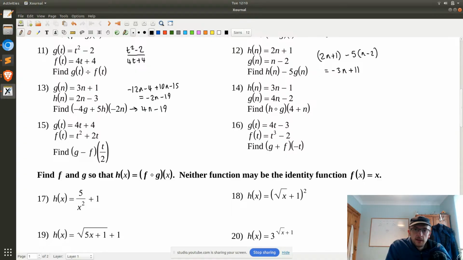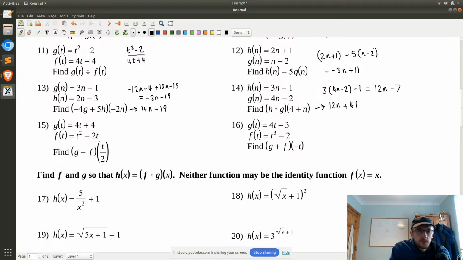And here it's h composed with g, so pick up g and stick it in h. That's the first move. And when we do that, we get 12n take 7. And now we have to put 4 plus n where n is there. So it becomes 12n plus 41. And we check, and that's good.